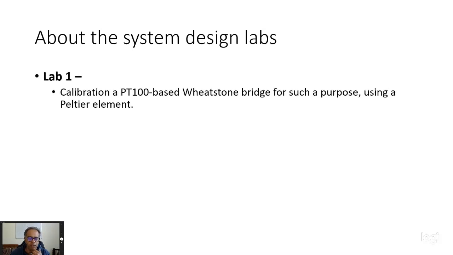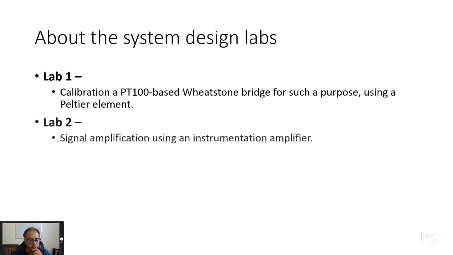We have done the first lab, which was the calibration of the PT100 based Wheatstone bridge using the Peltier element. With that you could measure the temperature as a function of the differential voltage of the Wheatstone bridge. The second experiment was where you followed up the Wheatstone bridge with an instrumentation amplifier. You amplified the differential voltage you got from the Wheatstone bridge, and then you observed the transfer characteristic. You had a plot which was temperature versus the amplified voltage. You have also done that.